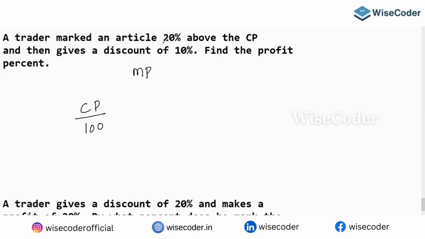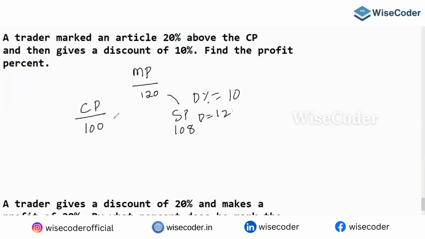I don't know. But he's saying 20% above the cost price. So then market price will become what? 120. Okay. And there is a discount. Discount is always given on what? Market price. Okay. What is the discount? 10%. What is 10% of 120? 12. So 120 minus 12. That's going to be what? 108.